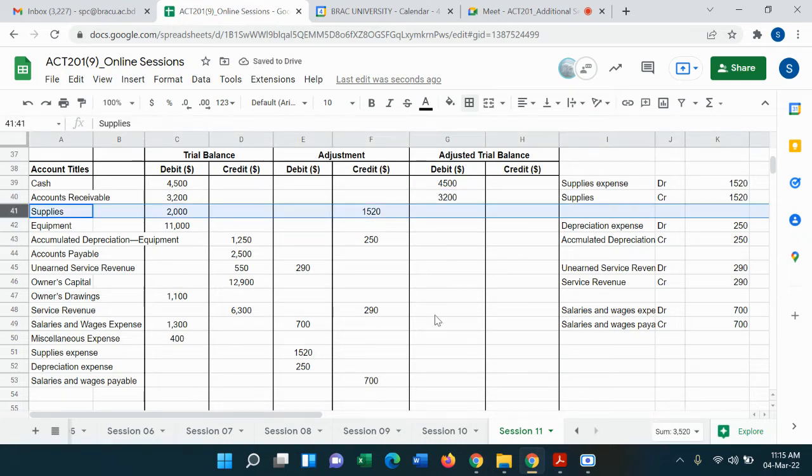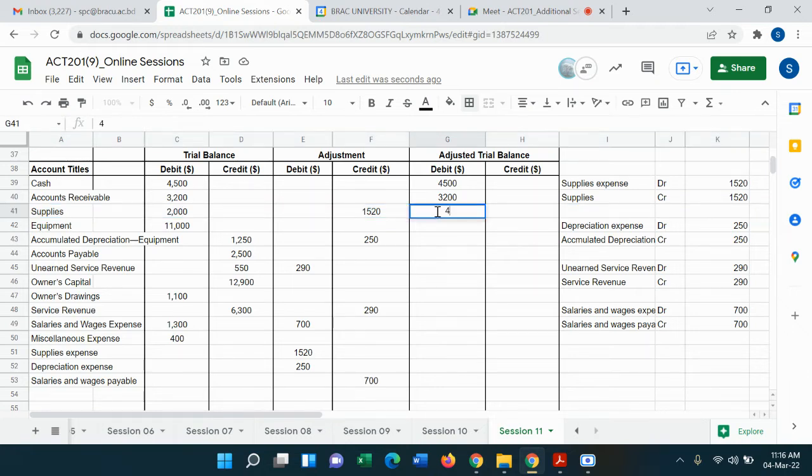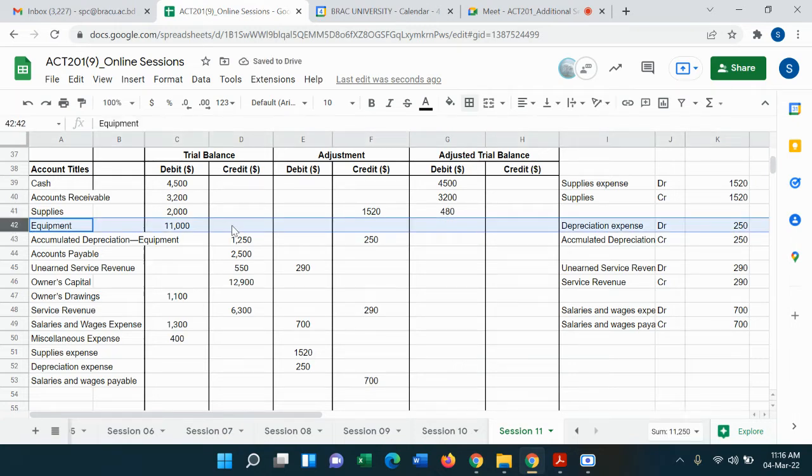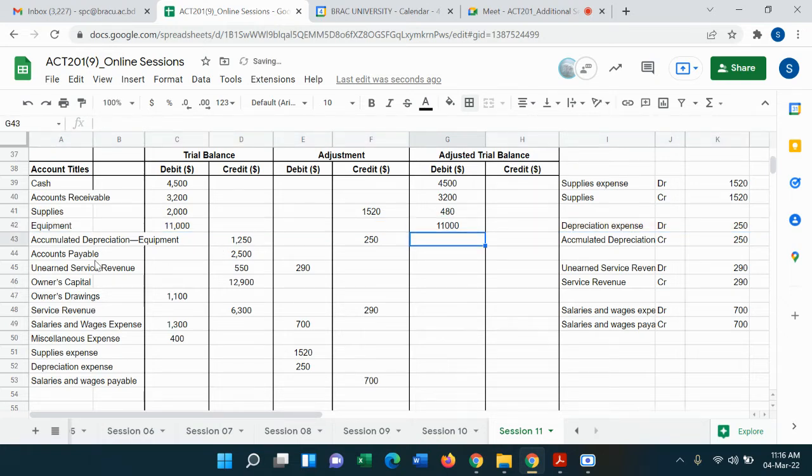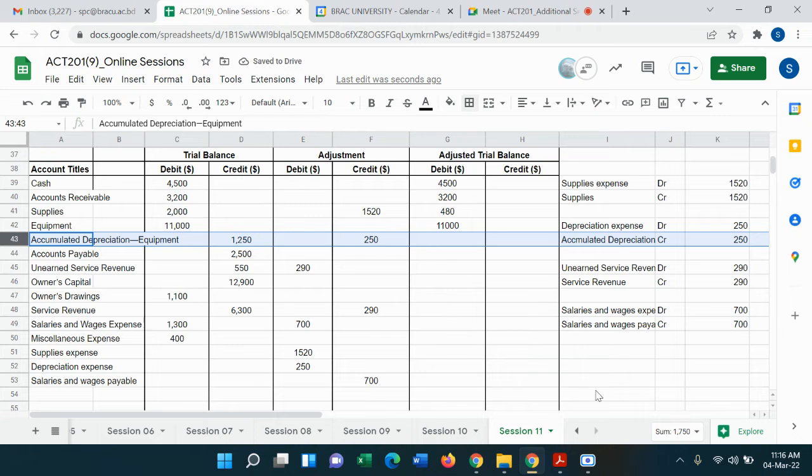This one, supplies. What to do? Sir, deduct 1520 from 2000. Yes, 480 debit. 2000 minus 1520. One was debit, one was credit, so the difference needs to be considered. And which side? Debit, sir. How much? 480. Thank you, sir. Equipment, no adjustment. It was debit, so into the debit column. Accumulated depreciation.